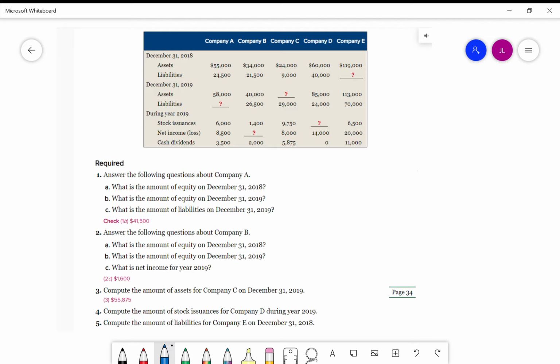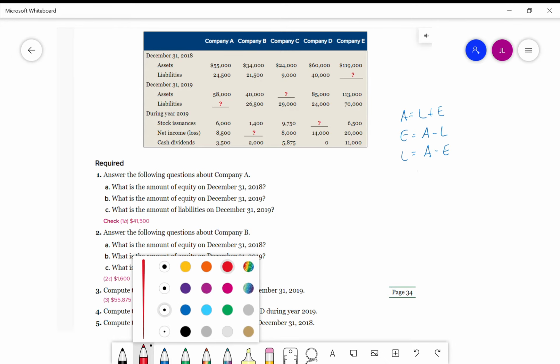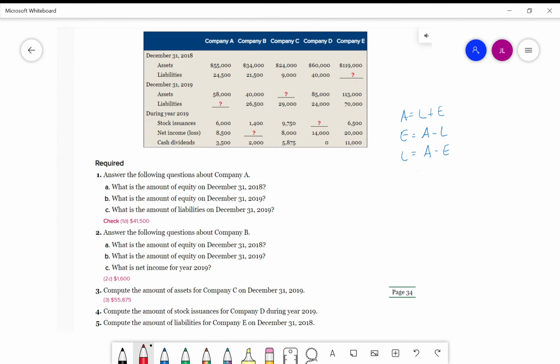If you'll remember, from your text or from class, our accounting equation is assets are equal to liabilities plus equity. And we can always rewrite this. We could subtract liabilities from both sides and get equity is equal to assets minus liabilities. We could subtract equity from both sides and get liabilities are equal to assets minus equity. We're going to need these, so hopefully we get all this in a good way.